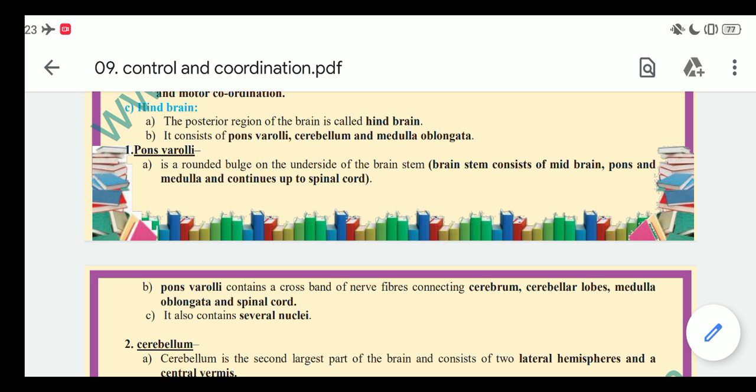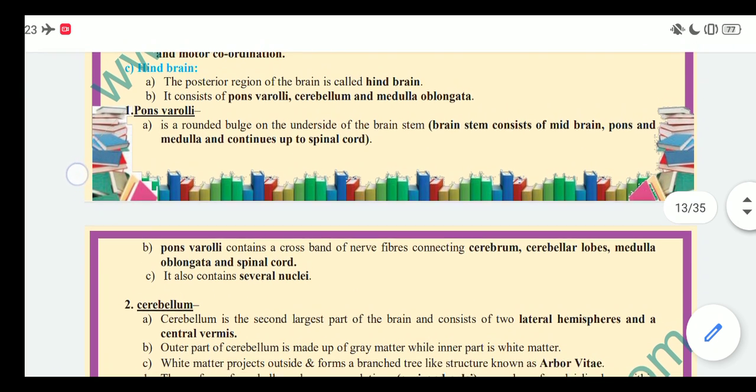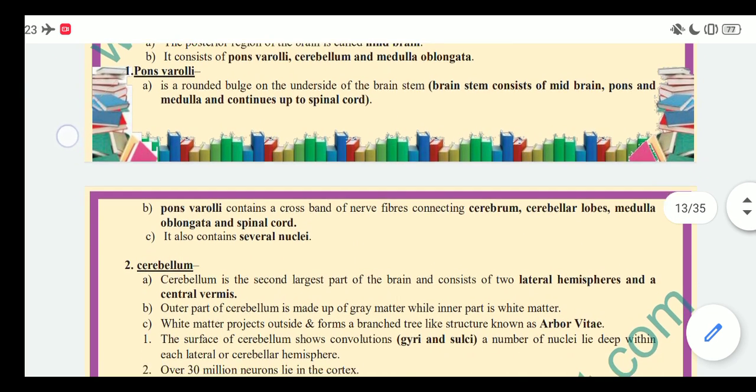Last time we completed the brain's midbrain part. Now we are going to start the hindbrain, the posterior region of the brain, that is, at the back side in our common language, which consists of pons varoli, cerebellum and medulla oblongata.